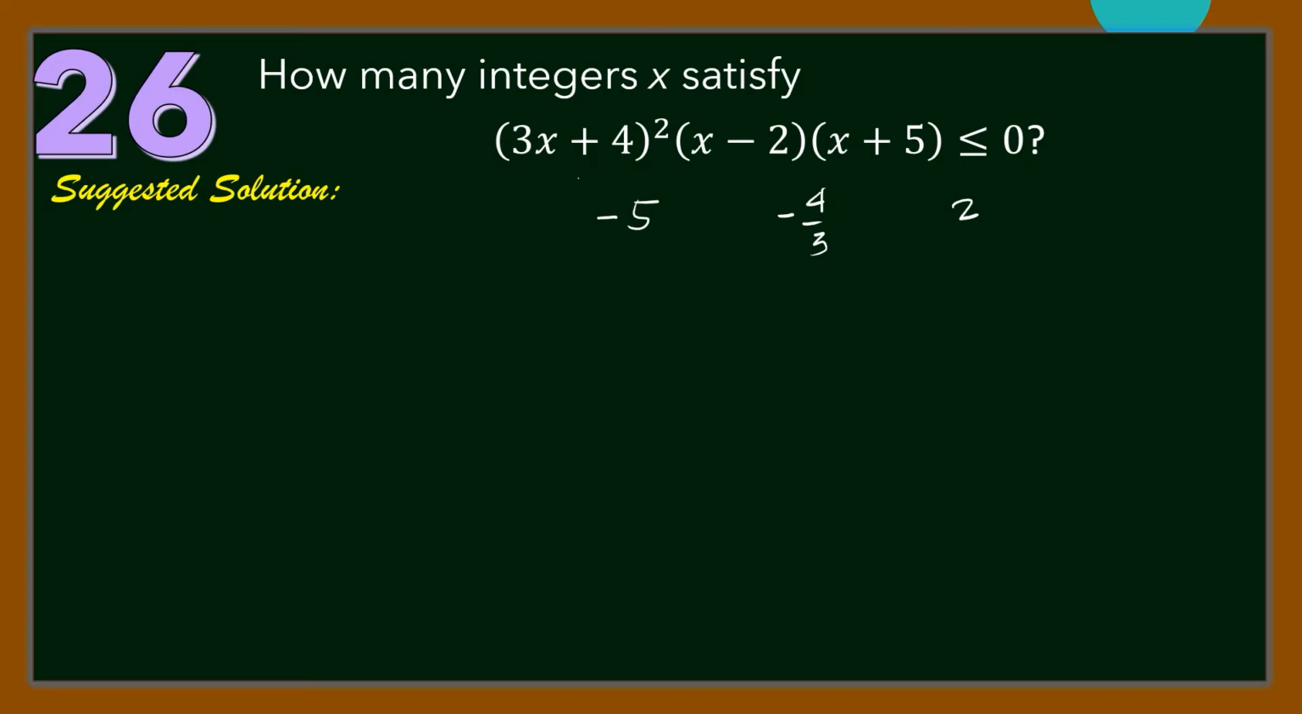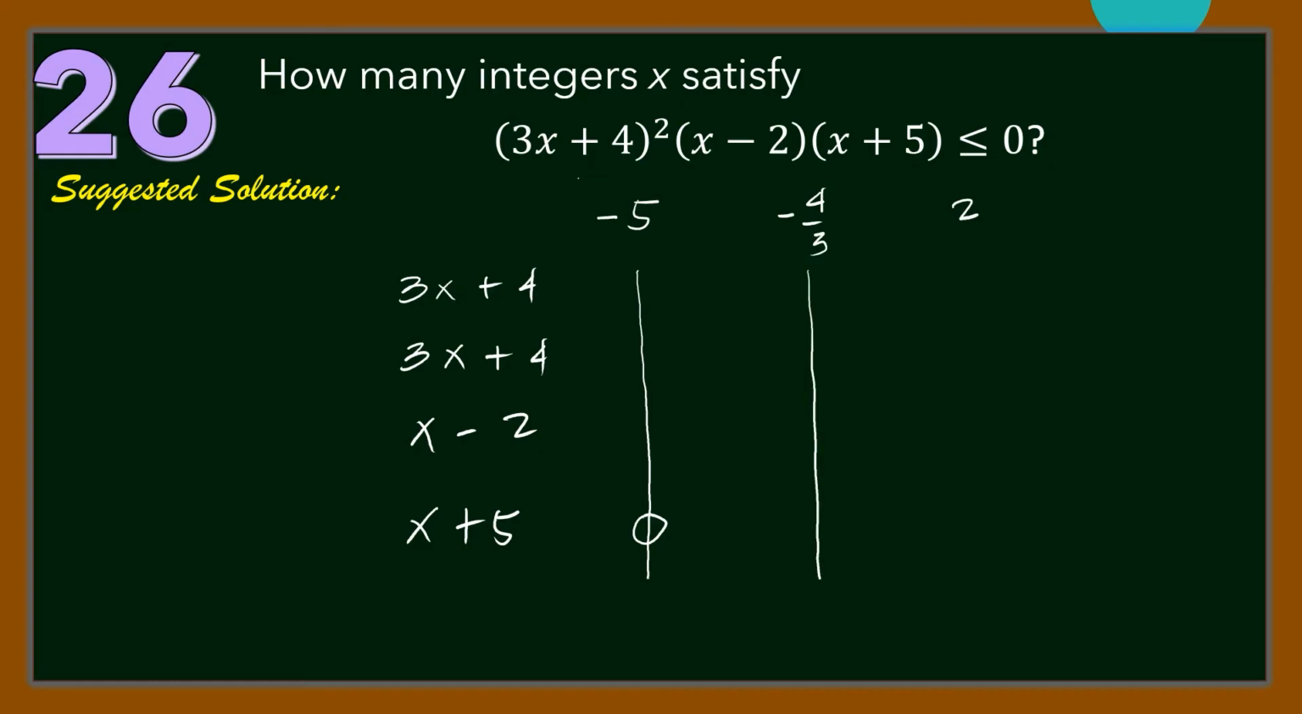Let us get the factors of the expression in the left-hand side of the inequality. 3x plus 4 is a factor twice. Then we have x minus 2, then we have x plus 5. When x is equal to negative 5, x plus 5 is 0. When x is equal to negative 4/3, 3x plus 4 is 0. While when x is equal to 2, x minus 2 is 0.